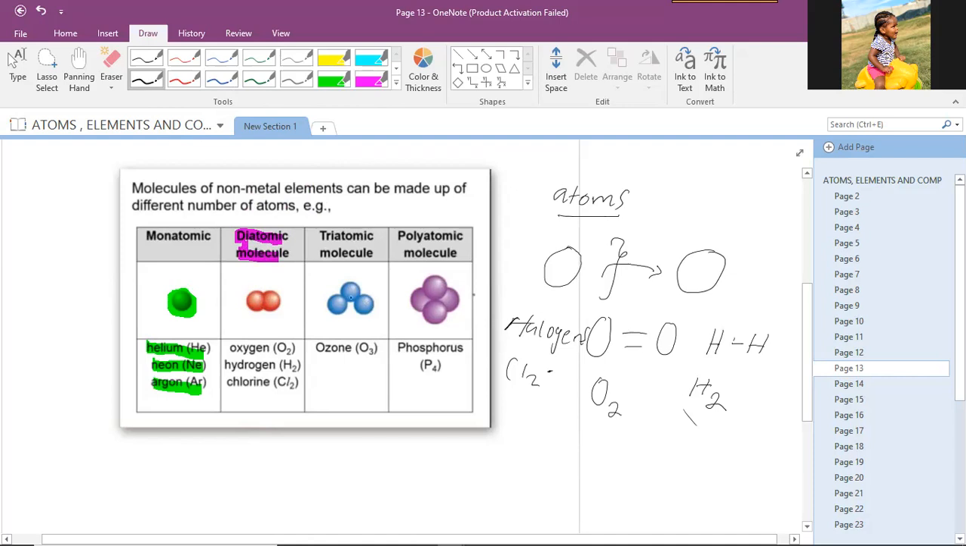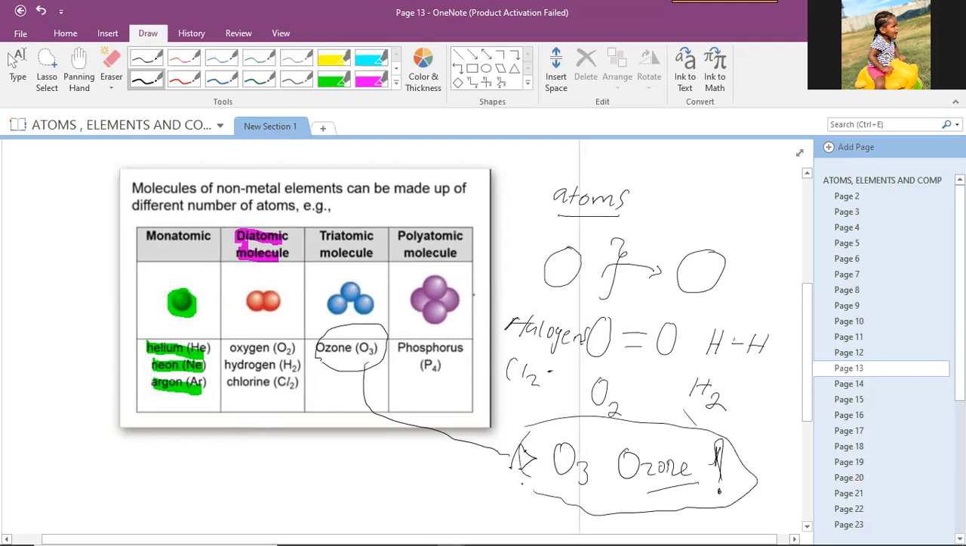Others can form triatomic molecules. A good example is ozone. This molecule is very unique. It's actually one of the only triatomic molecules. There are many, but this one's the most common one, ozone. You've heard of the ozone layer, or where it's been damaged, air pollution, global warming. So the ozone layer is a protective layer around the Earth's atmosphere, and it exists as a triatomic ion.